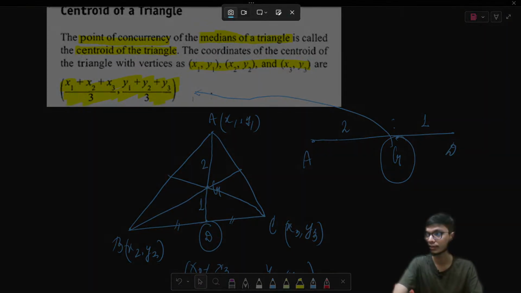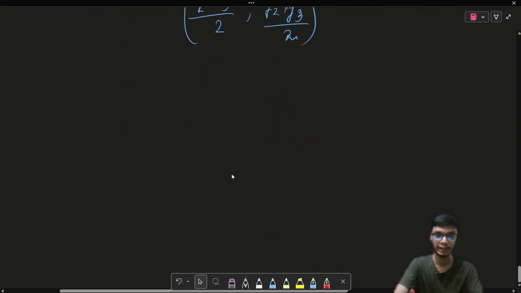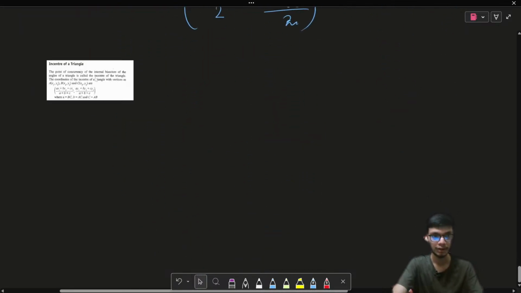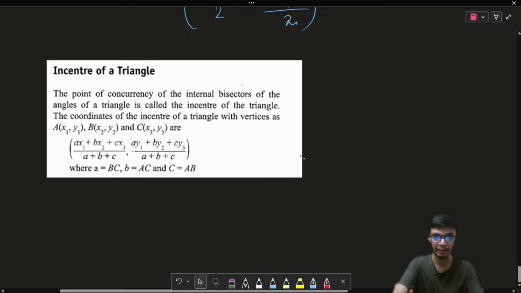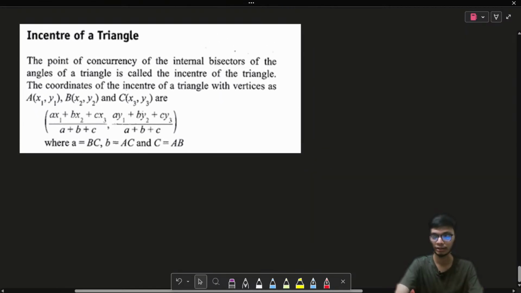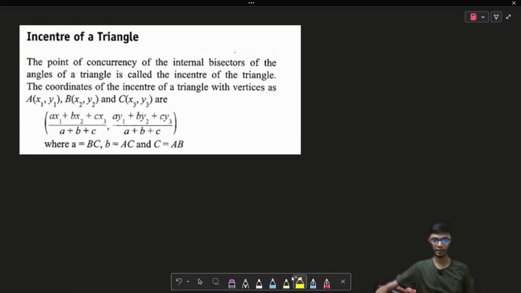In a similar notation, let us discuss the concept of the in-center. So again, if I recall the definition of in-center, which is quite straightforward, in-center is nothing but the point of concurrency of the internal angle bisectors of a triangle. And in case you have external angle bisectors, then that is called the ex-center. The coordinate of the in-center is given by this particular formula.